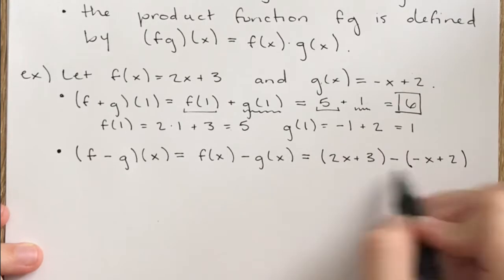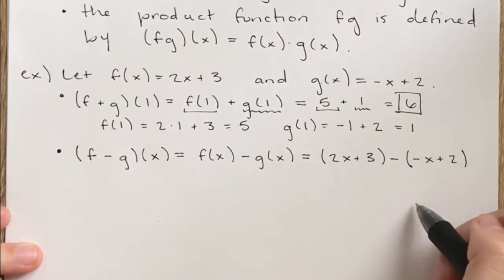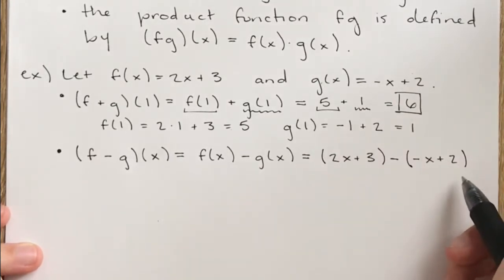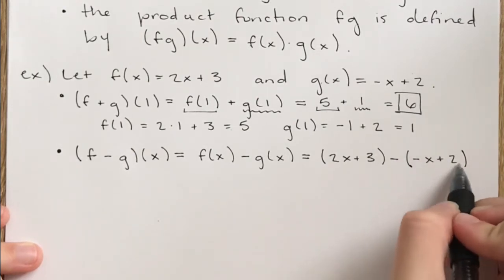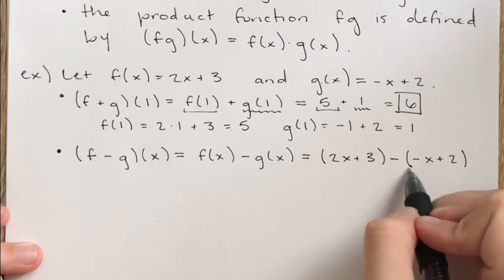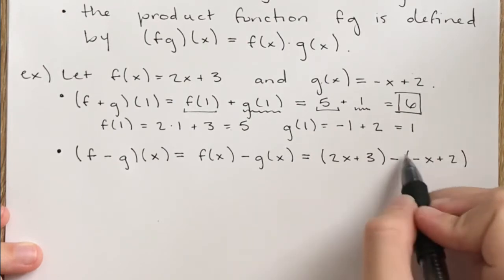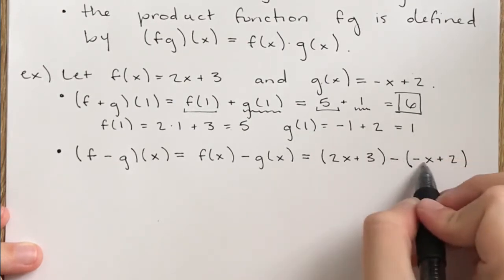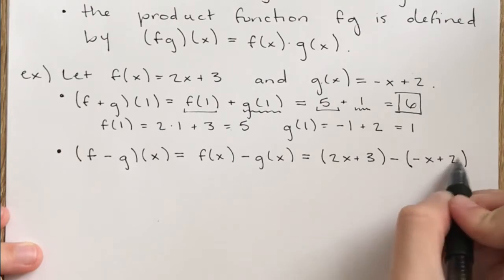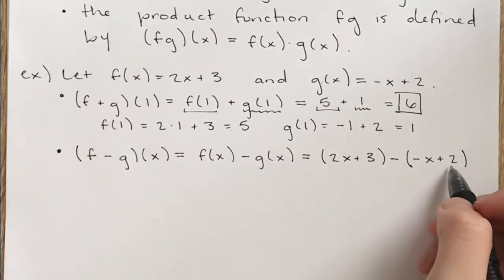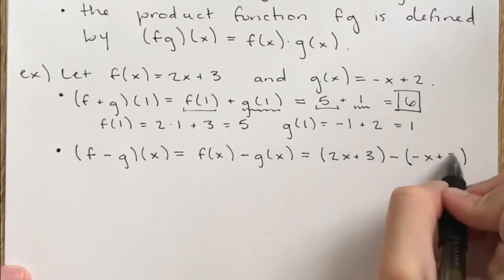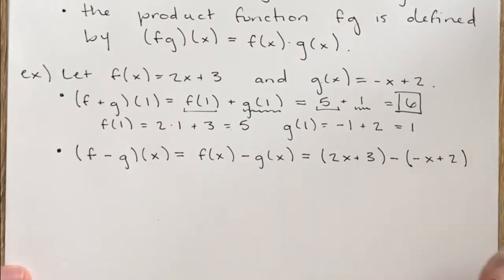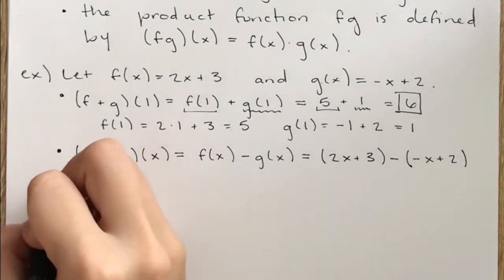Is it important that I have these parentheses? Totally, especially in this case, right? When we're subtracting, we want to make sure we're subtracting this whole thing. If I didn't have these parentheses here, I would subtract this minus x, but I wouldn't know to subtract this plus 2 as well. But since we have the parentheses, we know we need to distribute in order to simplify, if we need to simplify.